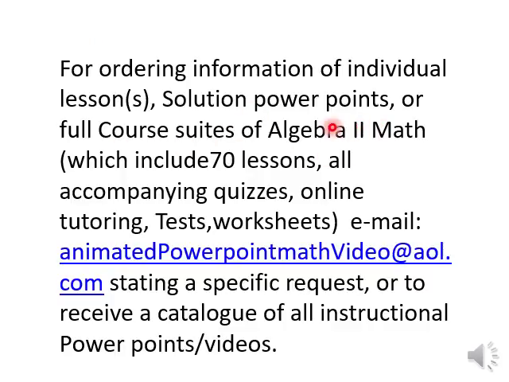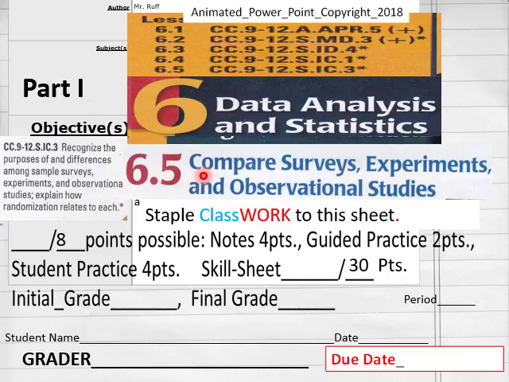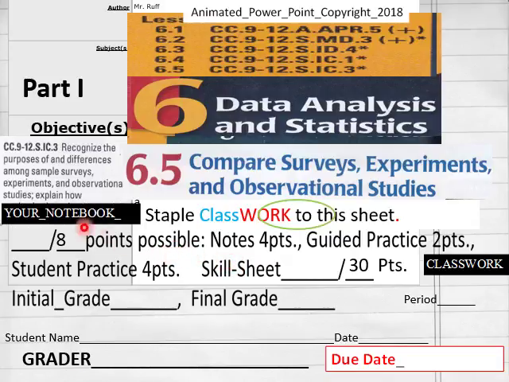Everybody, we're getting ready to do lesson 6.5 of Algebra 2 Math. Parts 1, 2, and 3 are available here, as well as worksheets. 6.5, comparing surveys, experiments, and observational studies. We've got a 30-point skill sheet with this lesson, and 8 points worth of note-taking to happen. Here is your standard: data analysis and statistics.